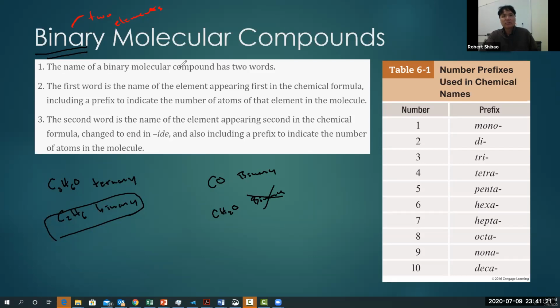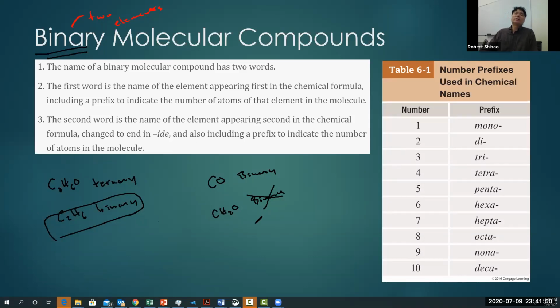The name of a binary molecular compound is 2 words. The first word is the name of the element appearing first in the chemical formula, including a prefix to indicate the number of atoms of that element in the molecule. These are the prefixes: mono, di, tri, tetra, penta, hexa, hepta, octa, nona, deca. The second word is the name of the element appearing second in the chemical formula, changed to an "ide" ending. Okay.